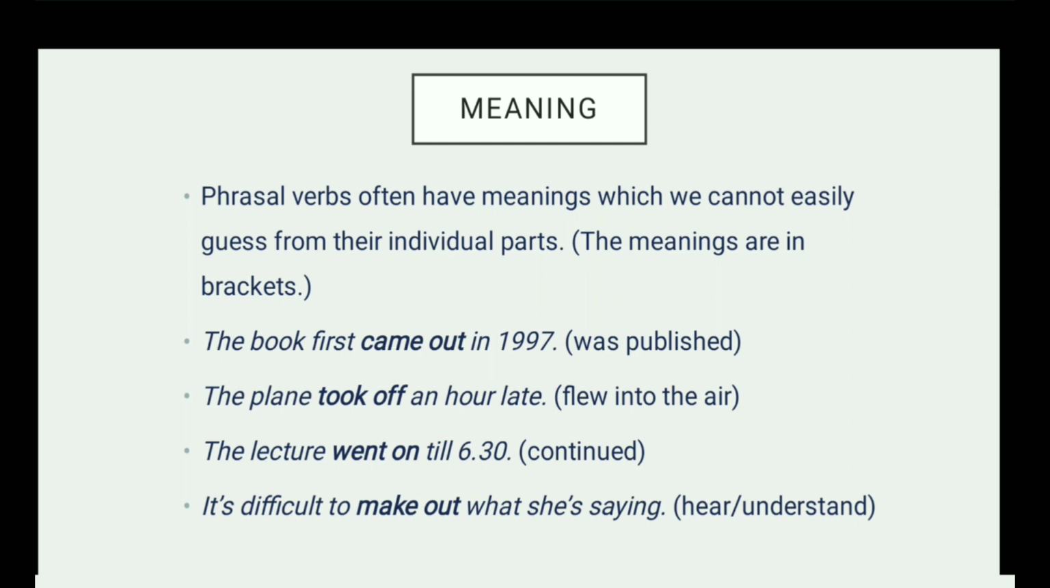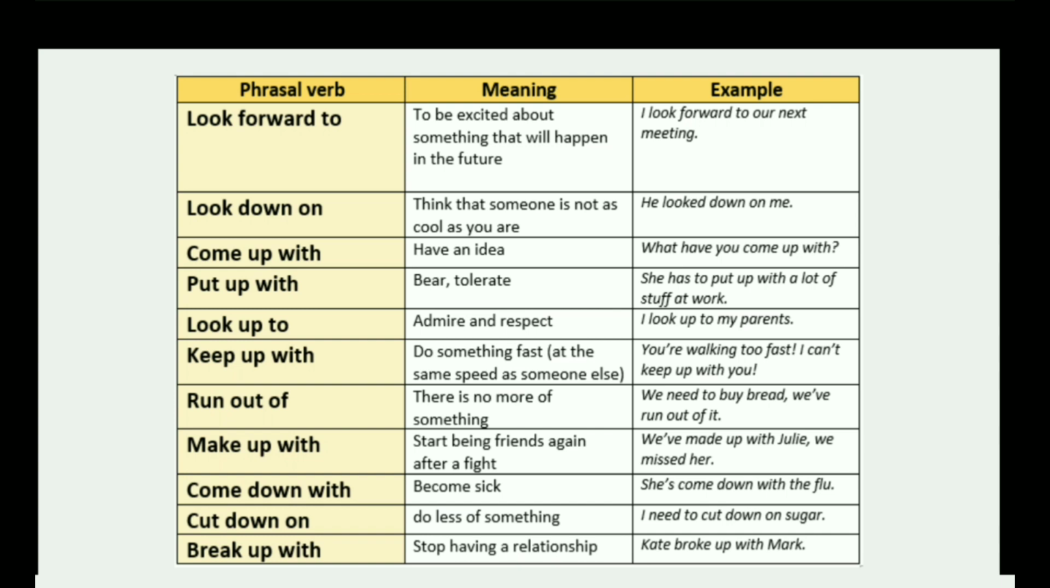For example, the book first came out in 1997 means it was published in 1997. The plane took off an hour late means it flew into the air an hour late. The lecture went on till 6:30 means it continued till 6:30. It's difficult to make out what she's saying means it's difficult to hear or understand what she's saying. These are some more examples.